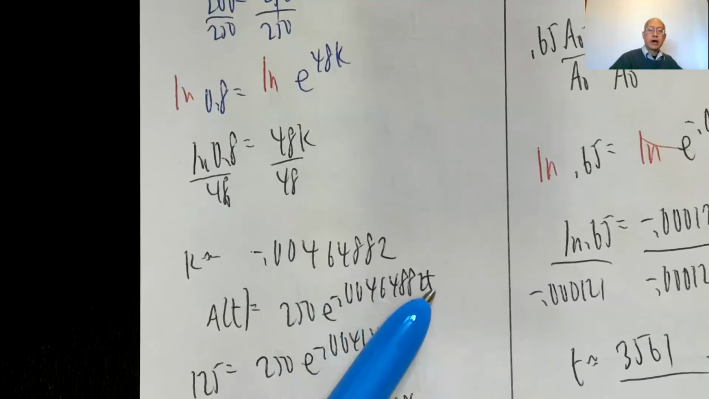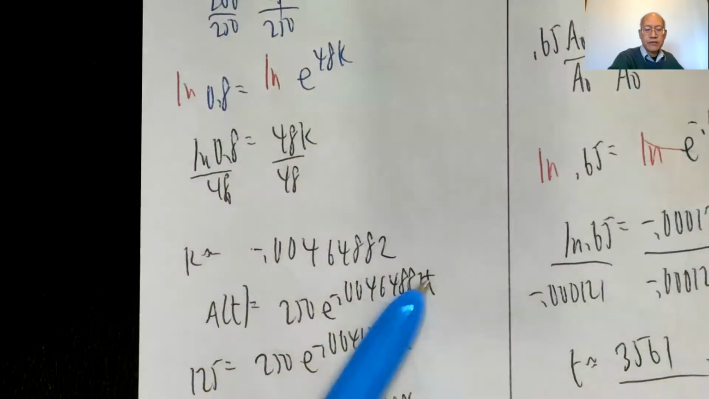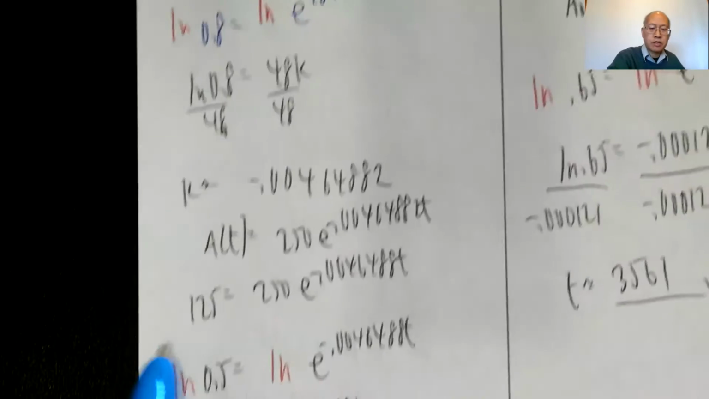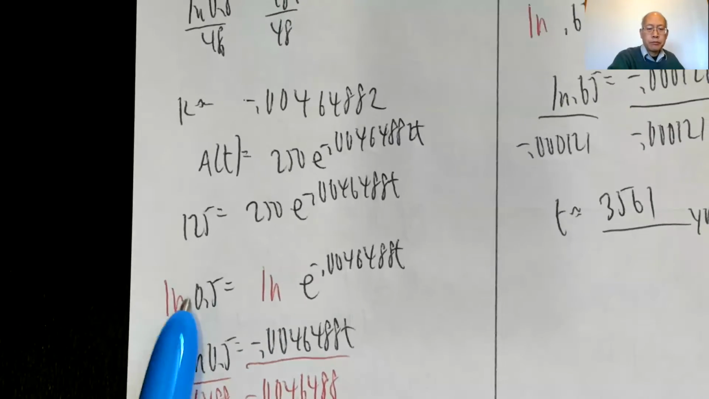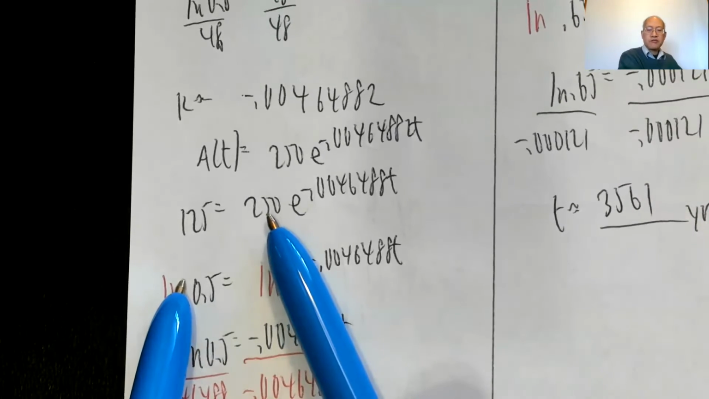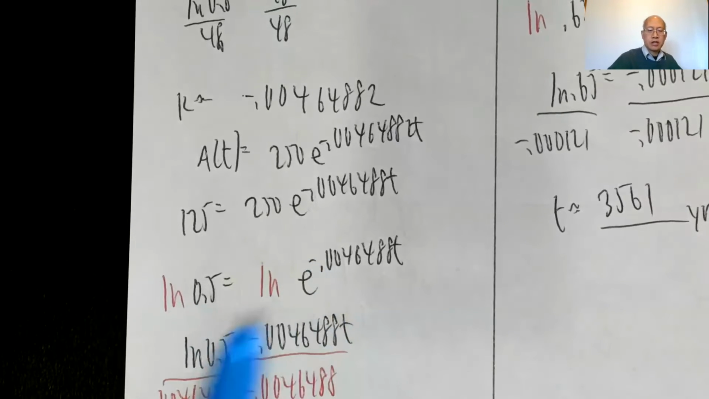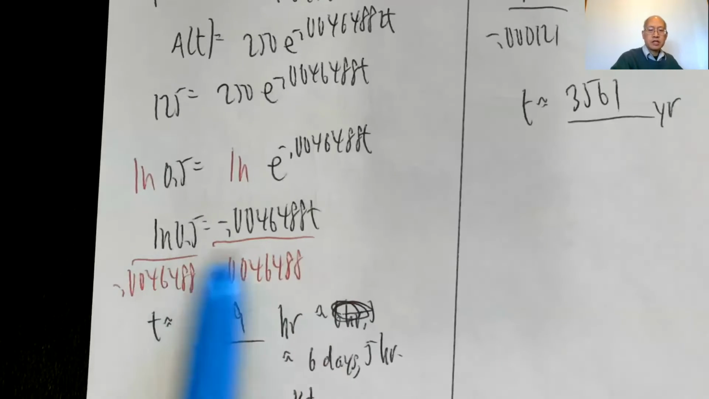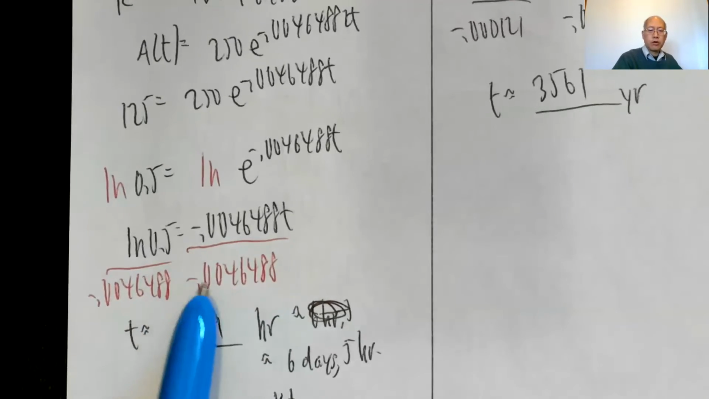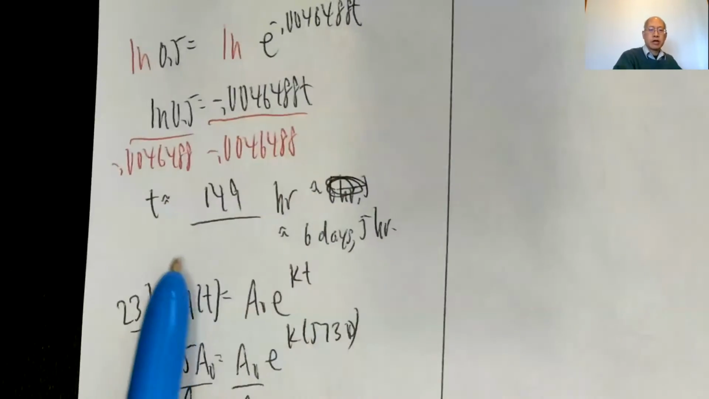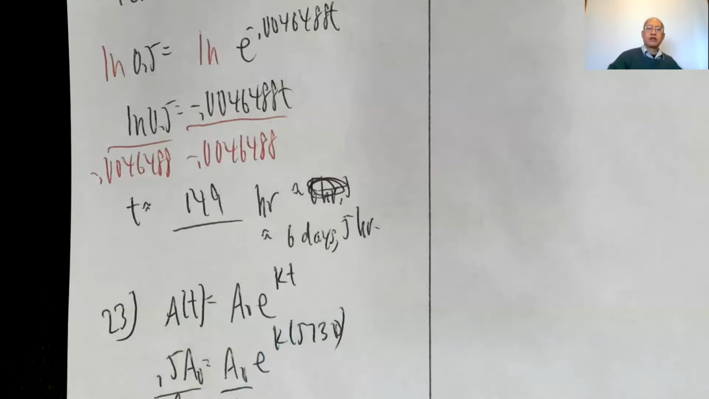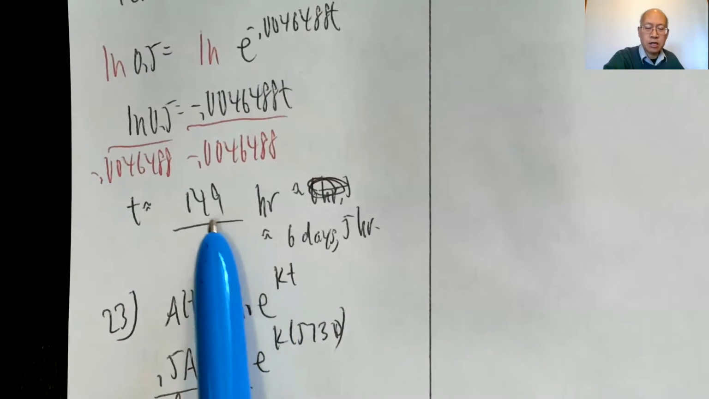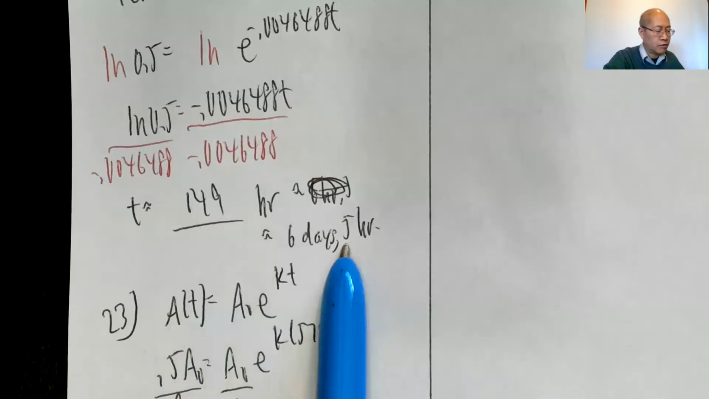So A of t is 250 e to the negative 0.004648822t. Now it asks for the half-life. So the left-hand side is going to be half of my 250, which is 125. Divide by 250, 0.5 equals e to the negative 0.0046488t. And then e and ln cancel out. So I have this, divide both sides by negative 0.0046488, punch in your calculator. And so t is about 149 hours, or if you want to write it in terms of days, since it's 24 hours a day, it's a little bit more than 6 days, 6 days and 5 hours.